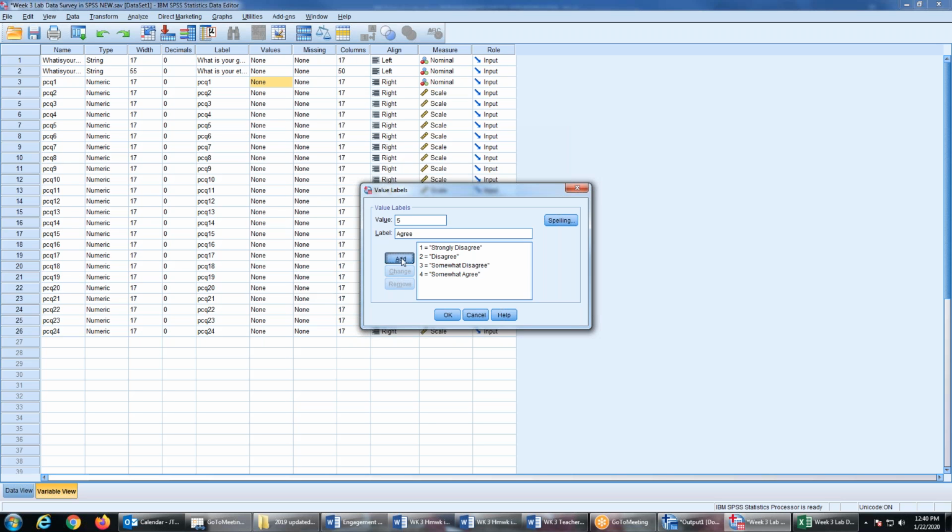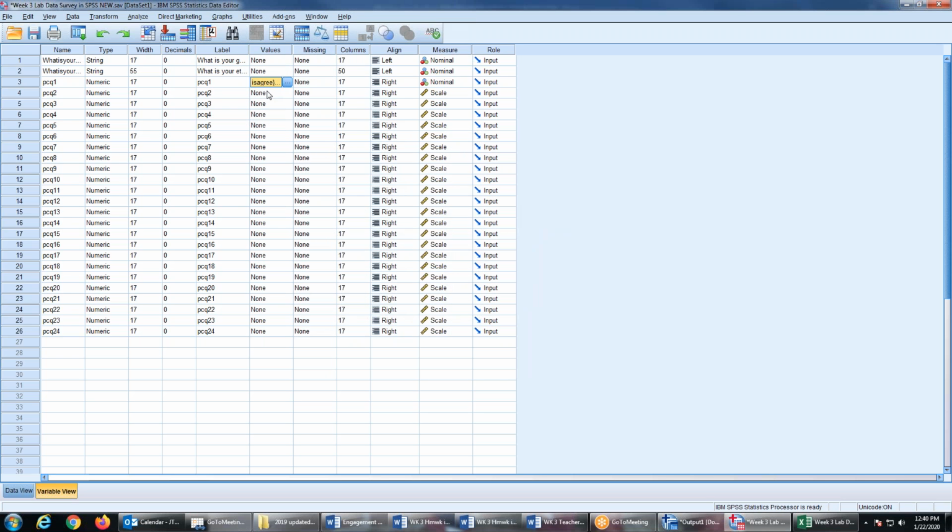Agree. Whoops, and 6. Strongly agree. So again, showing them, okay, and then right clicking and pasting. Just really emphasizing how important this is because people forget to do it and then they don't remember what they labeled.